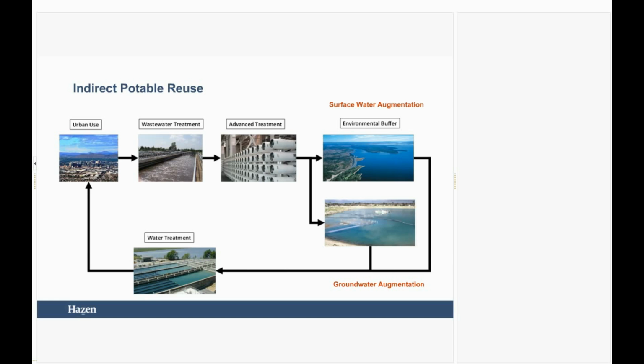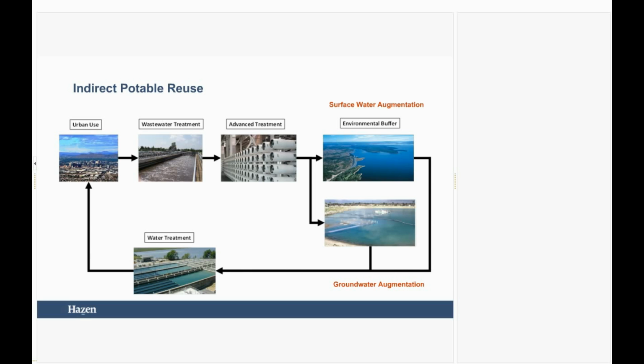Now, California recently has started to change some of the terminology, and I think in a helpful way. Rather than talking about direct and indirect potable reuse, they talk about where the water is going and what it's being used for. So rather than saying indirect potable reuse for surface water, that's now termed surface water augmentation.